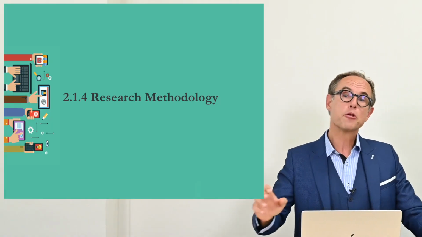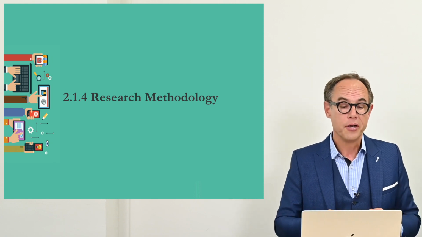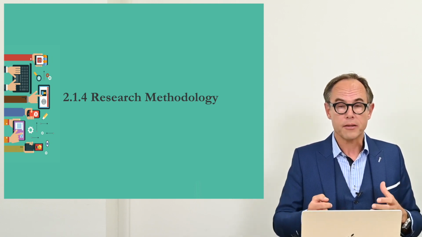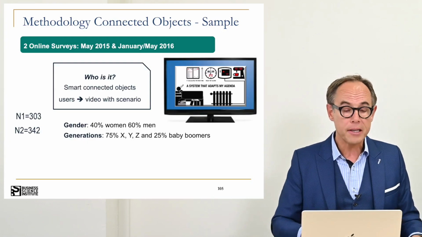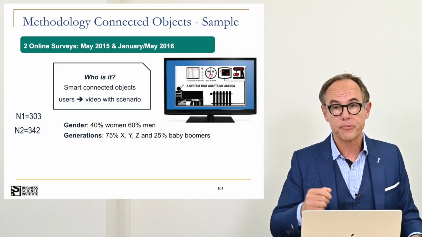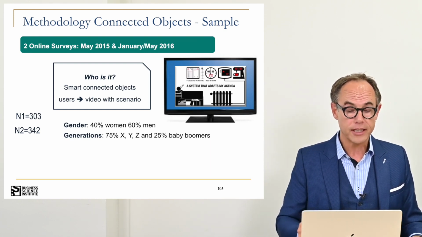So once we have established the conceptual model, in the next chapter of your thesis or in a research article, you have to show the methodology, the research methodology. So this starts actually with a description of the sample. So we can see here, for example, the sample we used about the acceptance of IoT, smart connected objects.